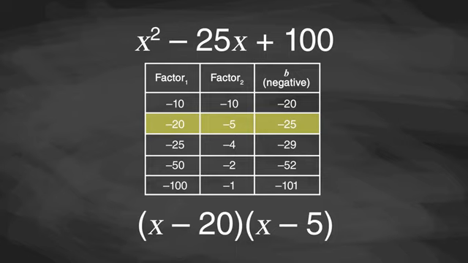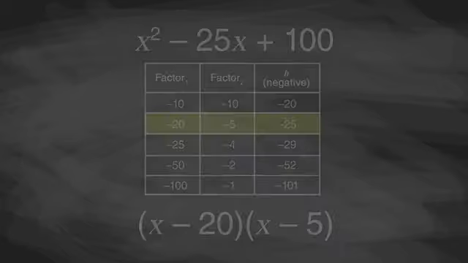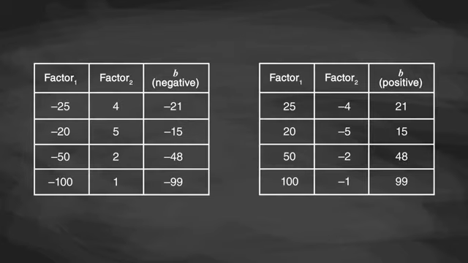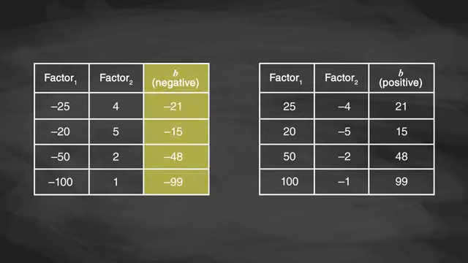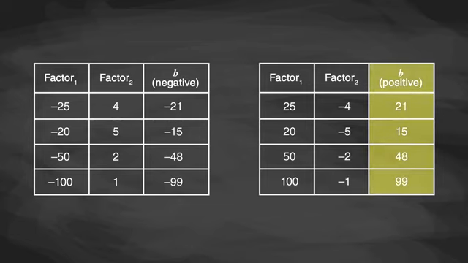In each of our previous examples, the c value was positive, so we looked at factors that had the same sign. What happens when the c is negative? We could create two tables with the factors of negative 100. The factors have two different signs. In the first table, all of the b values are negative because the larger factor is negative. In the second table, all of the b values are positive because the larger factor is positive.